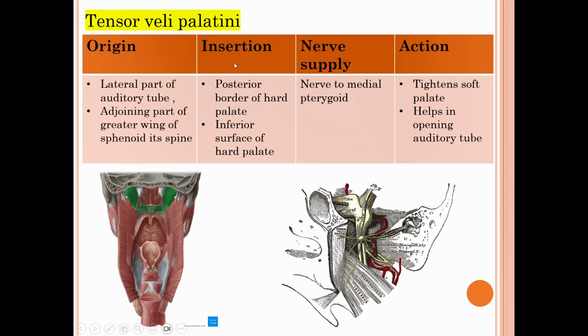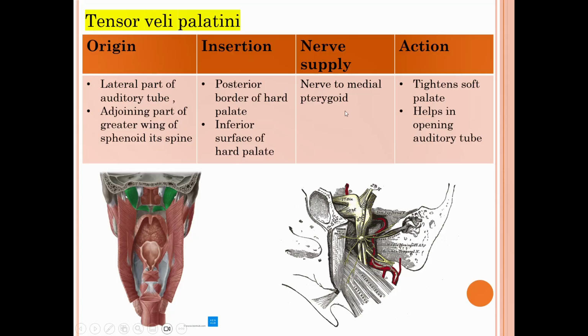Now see here, there is tensor veli palatini. You already know tensor veli palatini. It is coming from which arch? It is coming from the first arch, and we know the nerve supply of the first arch is the mandibular nerve. So what is the origin? Just remember, it is originating from the auditory tube and also the greater wing of sphenoid. Just remember this auditory tube. Where is it inserting? It is inserting into the posterior border of the hard palate and the inferior surface of the hard palate. This is the direction of the fibers. So that is why it is tensor veli palatini.